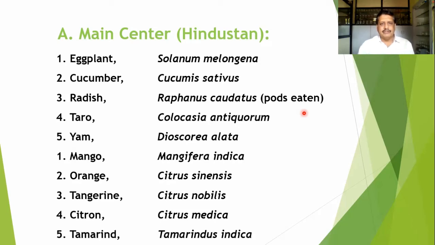Then the second location where we can find Solanum melongena, eggplant, which we call brinjal.